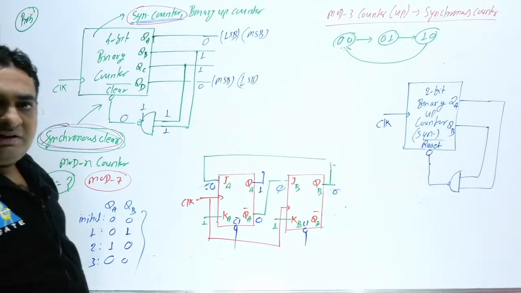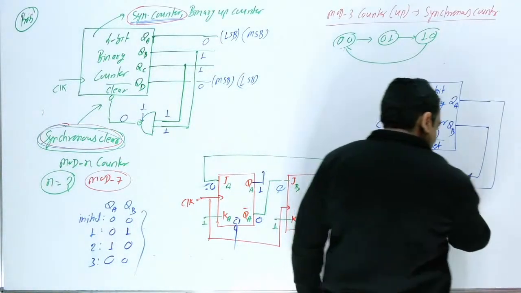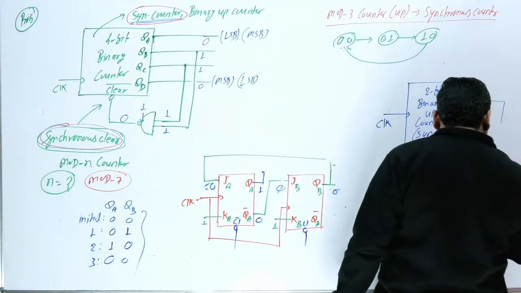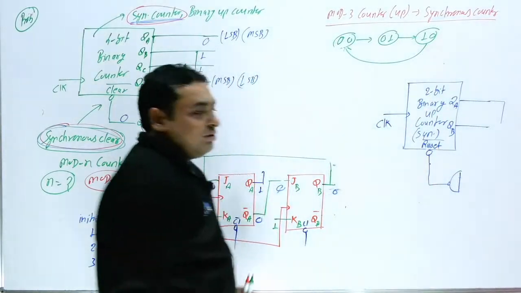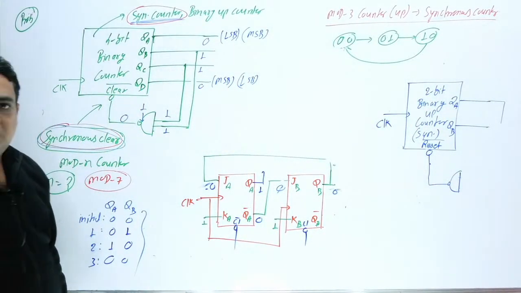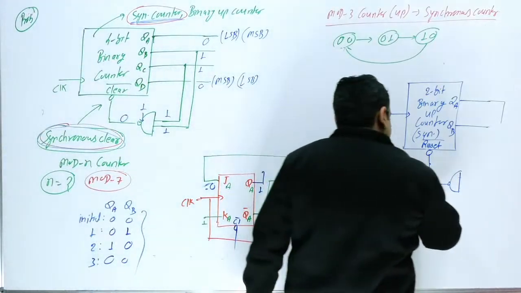So can I represent it like this? Is this the correct representation? No, again I am going to tell you. How can you represent this circuit in this way? How can you represent it? You will first write here: this is a synchronous clear.